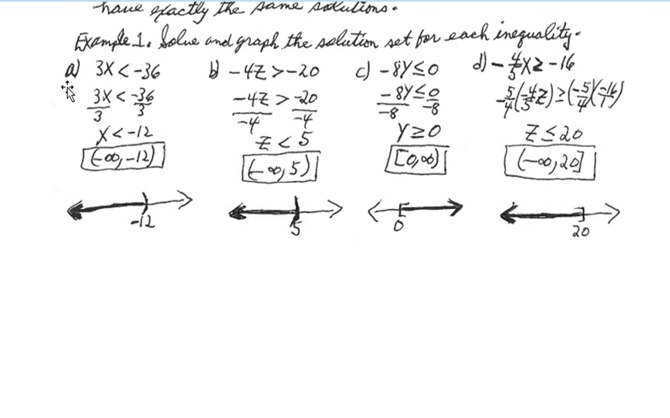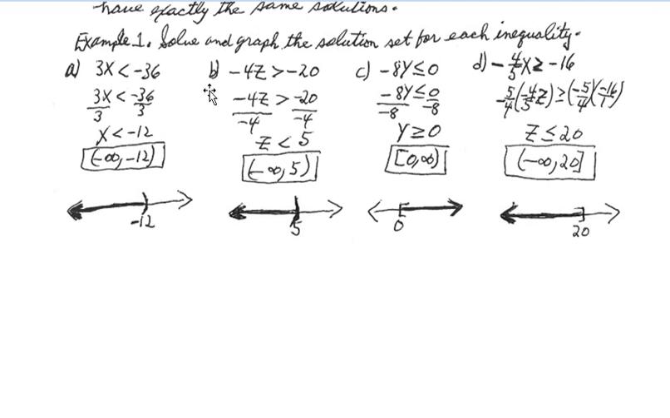However, when we write it in interval notation, we have to show that this interval goes from negative 12 to negative infinity. And we use parentheses surrounding the negative 12 to show that 12 is not included in that solution.